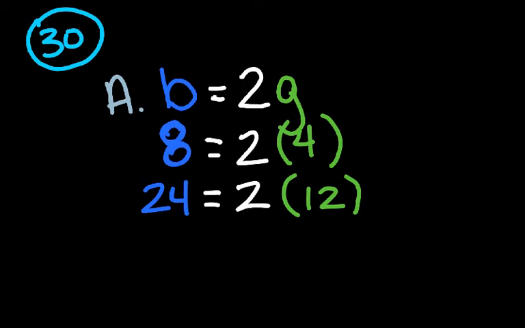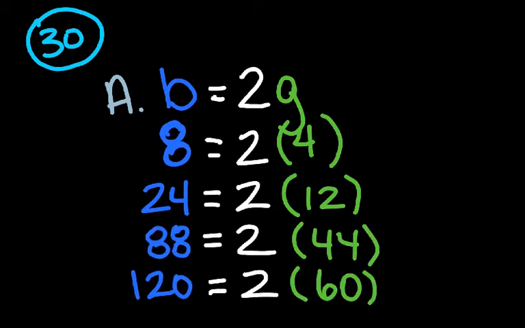Then the table says when the G is 12, the B is 24. So you can plug it in and see if it works. 2 times 12 does give you 24. Okay, we can just check the last two. 2 times 44 does give you 88, and 2 times 60 does give you 120. Since it works for all of them, you know the answer is A.